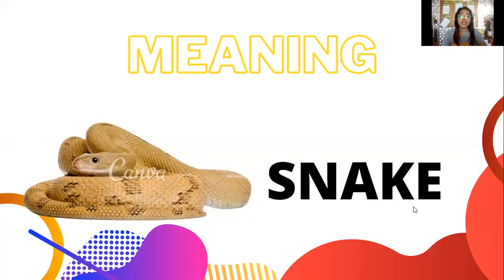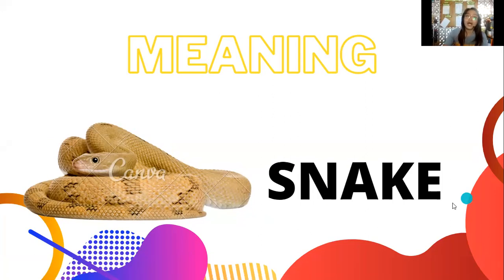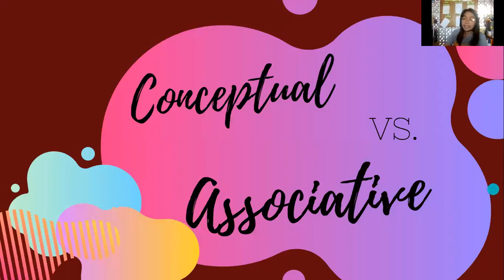Okay, so we have here an image of a snake and the word snake. So this idea of just reading a word and imagining what that word is. If you have a background knowledge about what a snake is, so yun na yung meaning nun. So we'll be talking now about the conceptual and associative meaning.